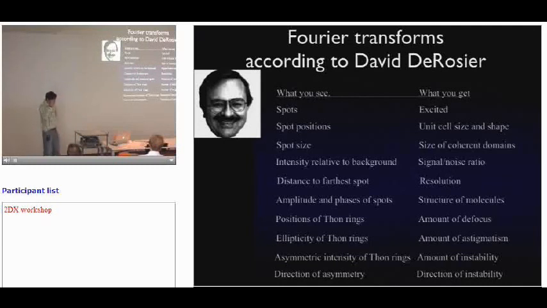I didn't mention, but obviously the higher your Fourier transform goes, the more resolution you have in your image, until you're actually limited by your Nyquist frequency. The amplitudes and phases of the spots tell you about the actual structure of the molecules. Then we use the positions of the tone rings to determine the amount of defocus, and also the ellipticity to determine the amount of astigmatism. We can actually exclude images according to drift, according to instabilities, and the direction of this asymmetry will also tell us about this instability direction. And with this, I would like to thank you for your attention.